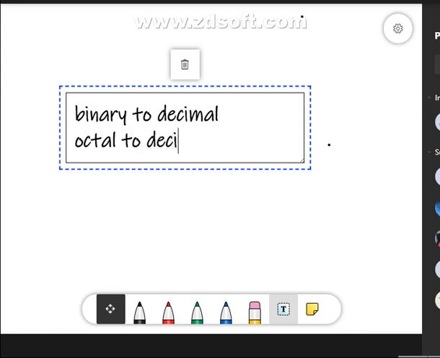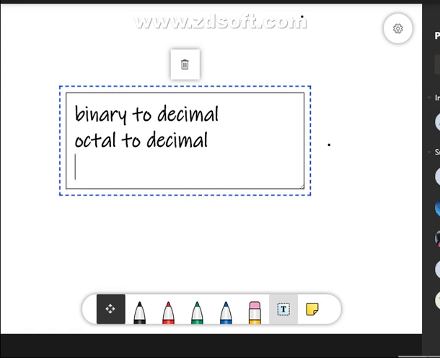Octal to decimal, hexadecimal to decimal. Okay, here in the binary to decimal, octal to decimal, hexadecimal to decimal, conversions are also there.